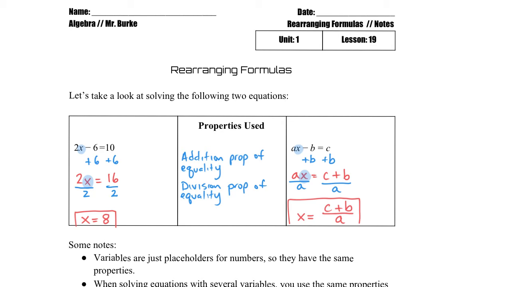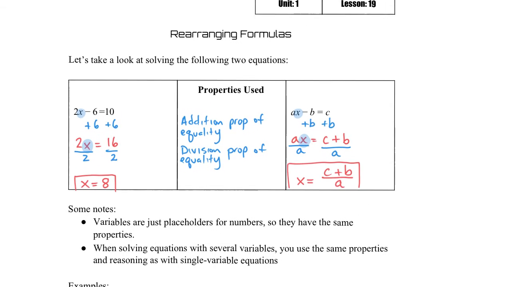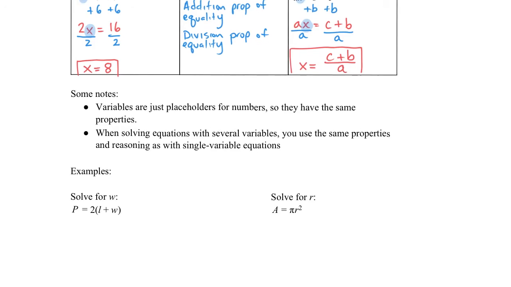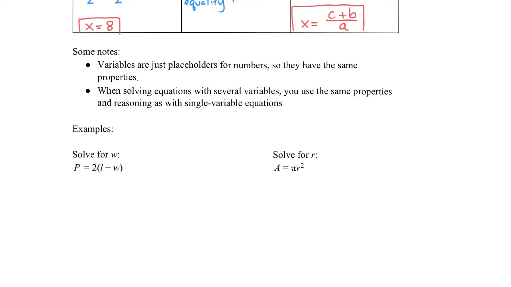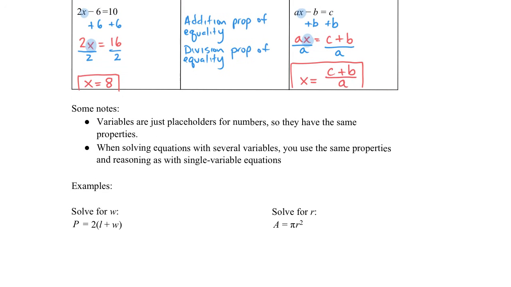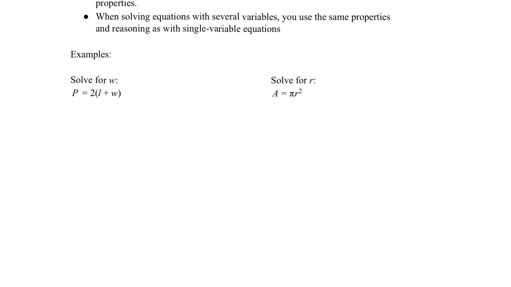What I want you to notice here is the steps to isolate the variable are exactly the same on both sides. The only difference is because we're dealing with variables, sometimes we can't combine them together and get a nice number. But the process is exactly the same. Variables are just placeholders for numbers. That's all they are. They just hold the place of a number. So they have the same properties, and you would use your same properties of equality in order to solve.